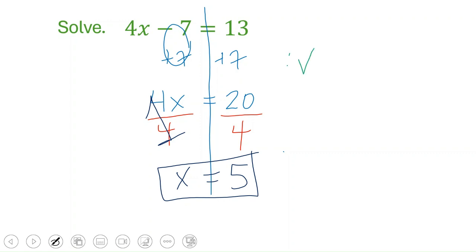Shall we do a quick check to make sure that this is correct? Because we always like to check our work. Everywhere I see x in my original equation, I'm going to put in 5. And when I do that, I should get 13 out.